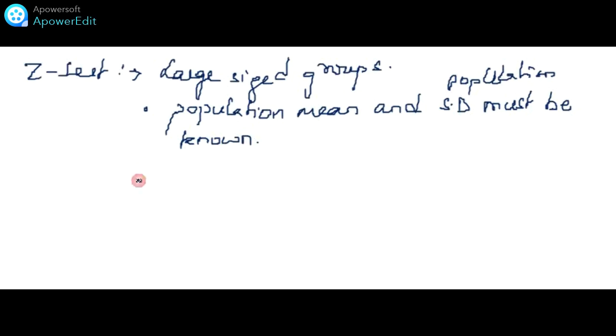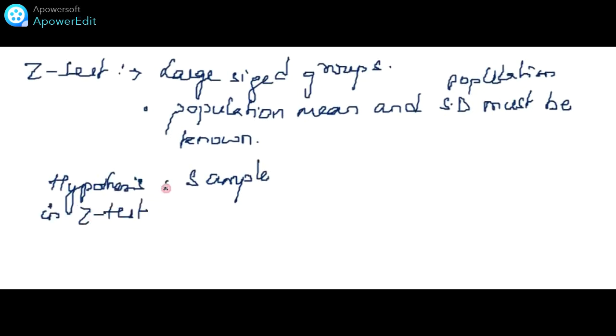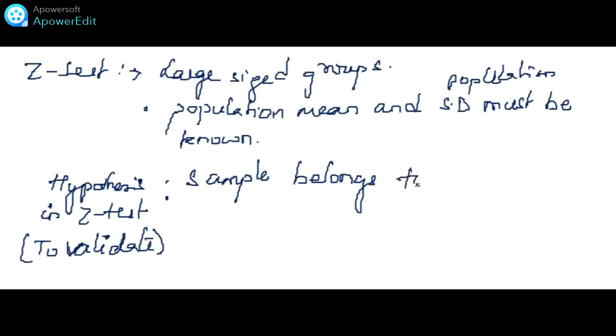To validate the hypothesis that the sample belongs. Here, what is the hypothesis in the Z test? That the sample belongs to the population from which it is withdrawn. What we validate in the Z test is whether the sample belongs to the population.